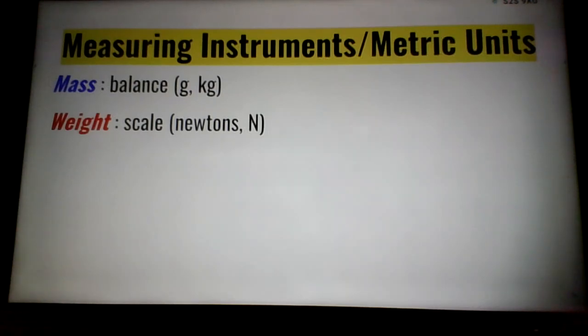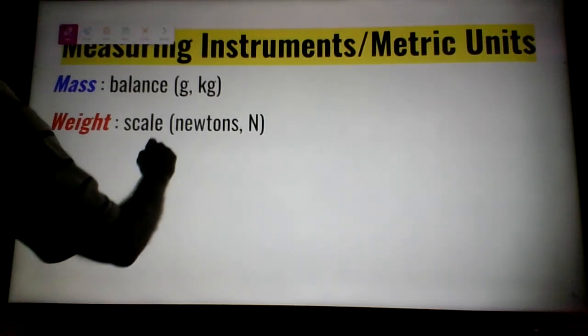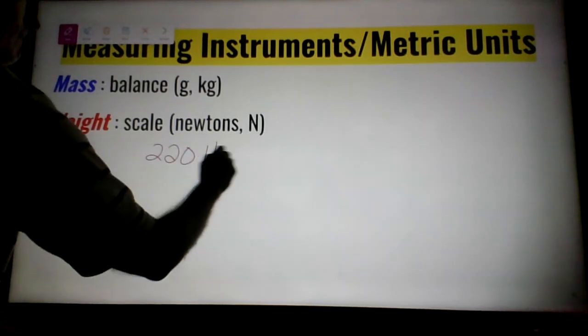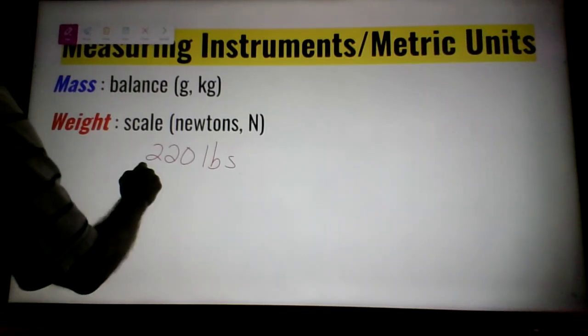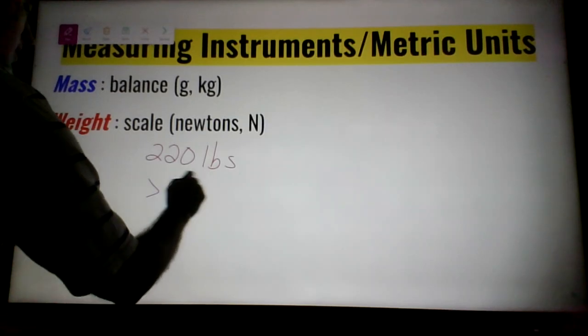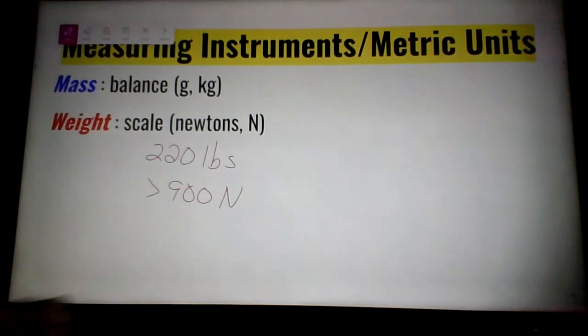In the metric system, we will use a unit called a newton instead of a pound. I mentioned this before. I weigh approximately 220 pounds. However, knowing that 1 pound is approximately 4.44 newtons, if I do 220 times 4.44, I'm going to be over 900, greater than 900 newtons. I'm not going to go around and tell people I weigh 900. So they are very, very different units.